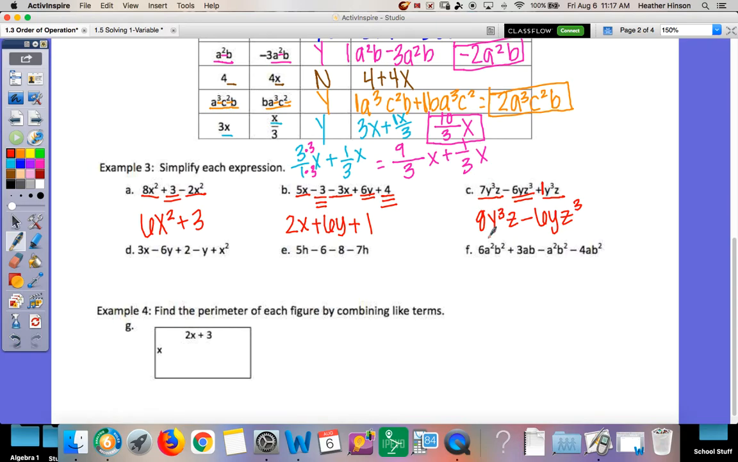And again, those don't match because this one has 3 y's and 1 z. This one has 1 y and 3 z. That's like 3 cats and a dog. This one's 1 cat and 3 dogs. Those are not the same thing.